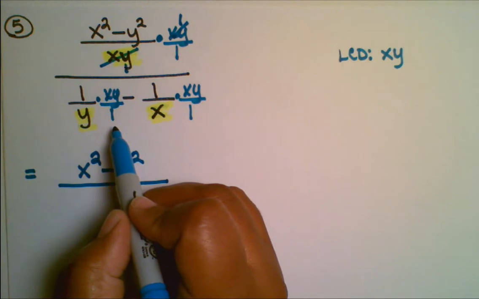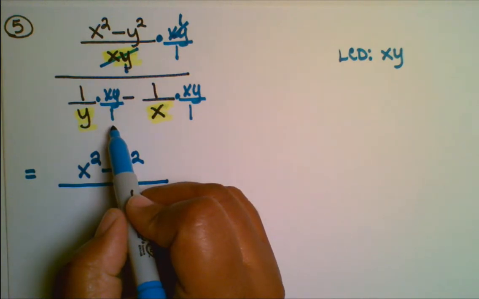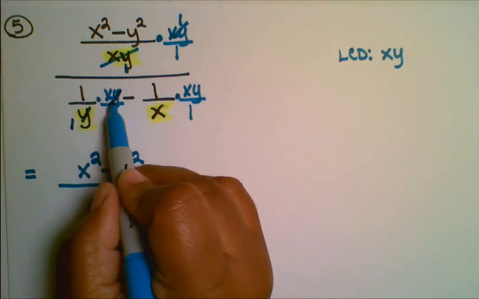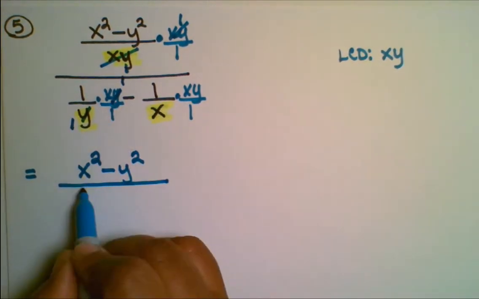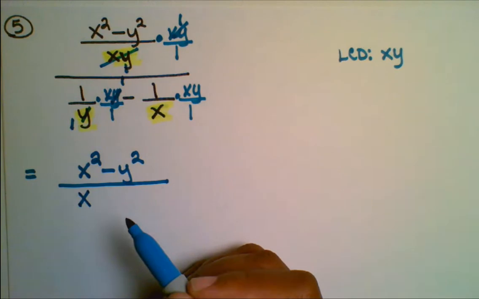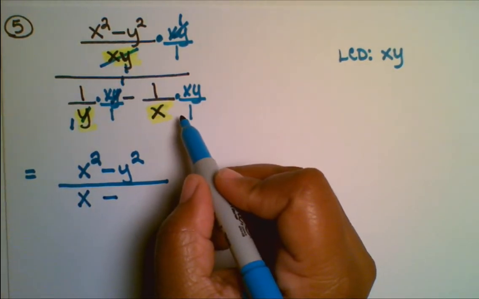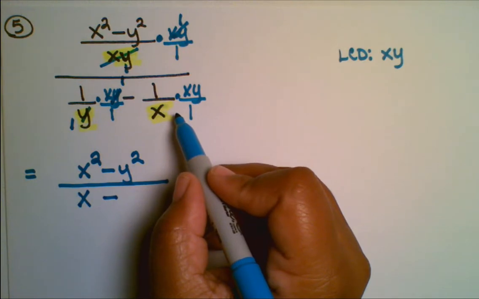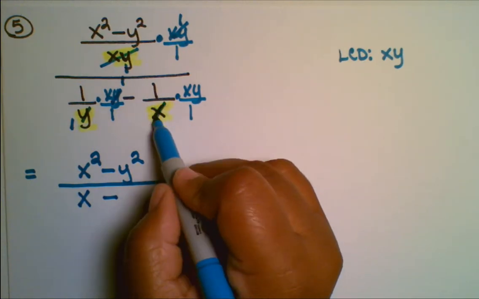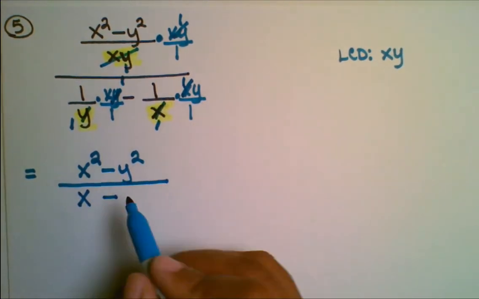Let's look at the denominator, the first term. What divides out here? The y's, and then we have x for the first term minus, let's look at the next term here, last term in the denominator. What divides out? The x's, and then we have a y.